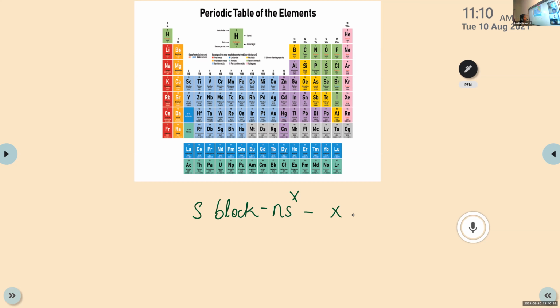So we can just check. You know that the first and second groups belong to the s block elements. So we can do one example: sodium. Alanjina, what about the atomic number of sodium? 11. Yeah, it's 11. And how can we write the electronic configuration?